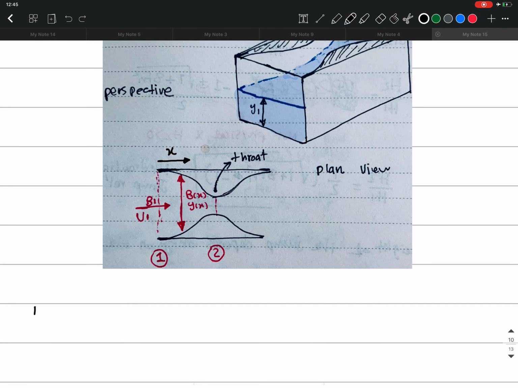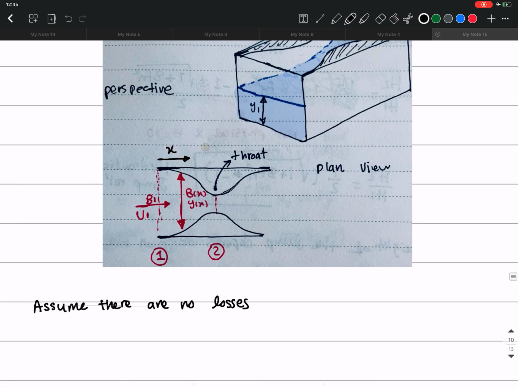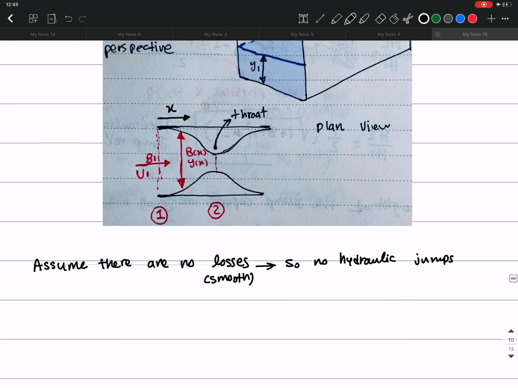So the first thing I want to assume is that this is a smooth transition, so we assume that there are no energy losses. So there are no losses. Because this is a smooth transition, it's not going to suddenly jump like a hydraulic jump. So no hydraulic jumps, because this is a smooth transition.